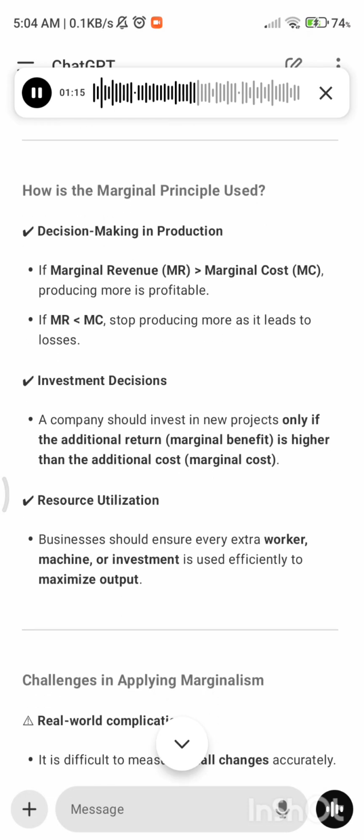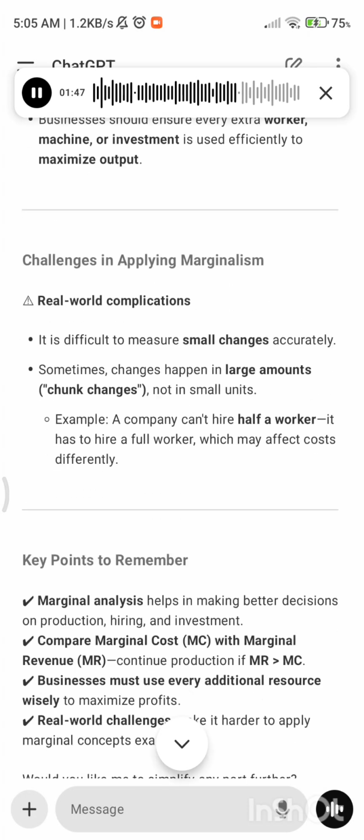How is the marginal principle used? Decision-making in production. If marginal revenue, MR, is greater than marginal cost, MC, producing more is profitable. If MR is less than MC, stop producing more as it leads to losses. Investment decisions. A company should invest in new projects only if the additional return, marginal benefit, is higher than the additional cost, marginal cost. Resource utilization. Businesses should ensure every extra worker, machine, or investment is used efficiently to maximize output.